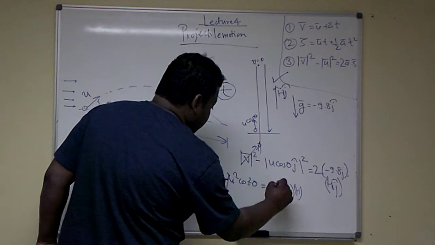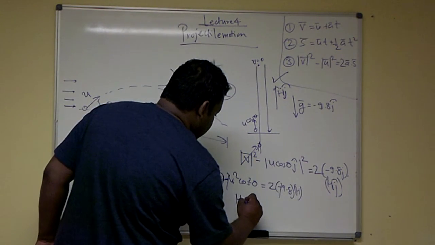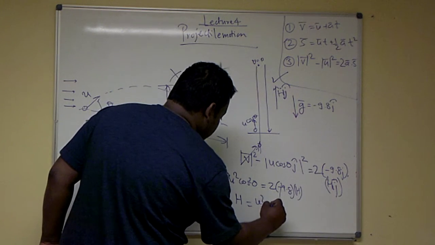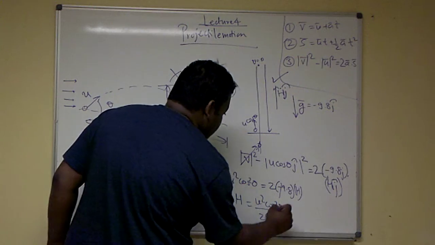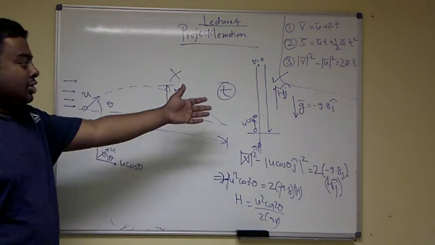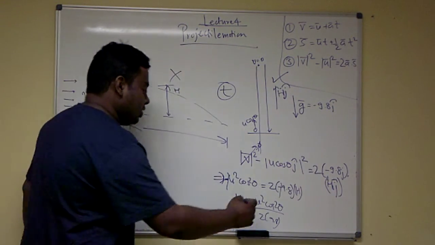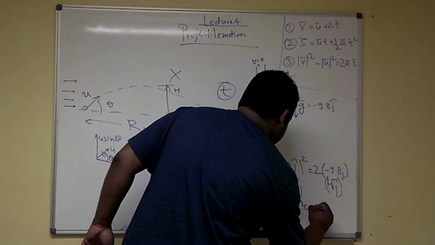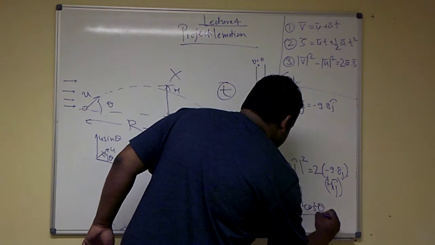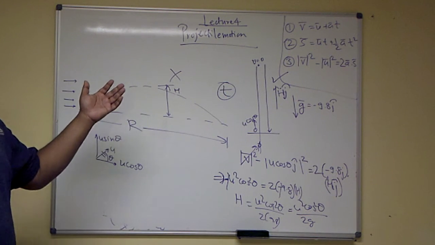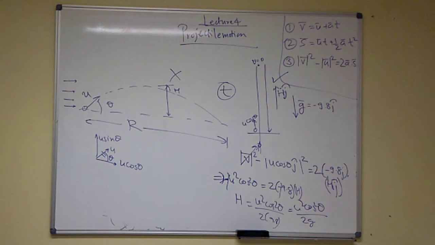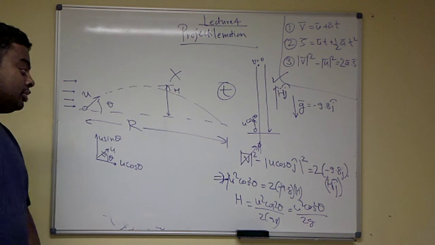Now the negative and negative will cancel. Your h will come out to be u square cos square theta divided by 2 times 9.8. Or if you have not converted your g into 9.8, it will be simply u square cos square theta divided by 2g. So that will be the maximum height this projectile can achieve in its course of motion from initial position to the final position.